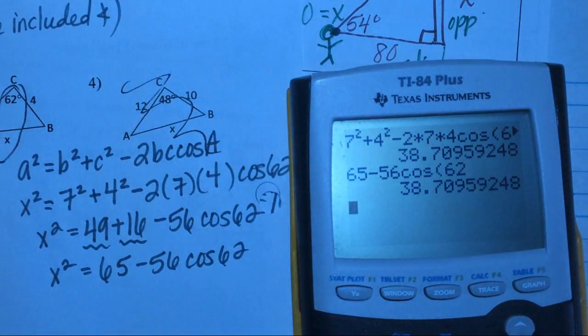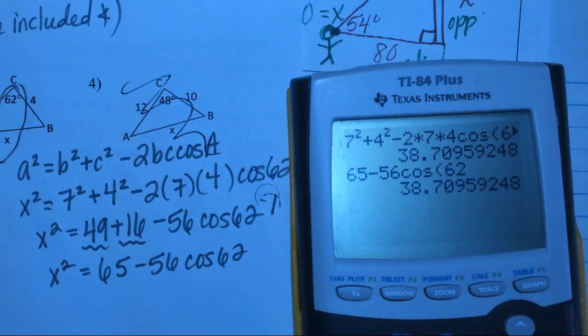So again, Grant can be lazy and type the entire line in his calculator. He'll get 38.7. Or Grant can show out his work, type in 65 minus 56 cosine 62, still get 38.7. It's just up to him. Again, if he's trying to get points for showing work, he obviously wants to do it this way, but I completely understand why he just wants to type into the calculator. You know me, I would tell you to do both. But he's still not done.